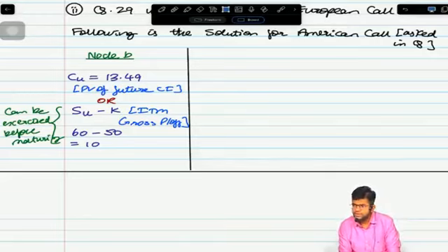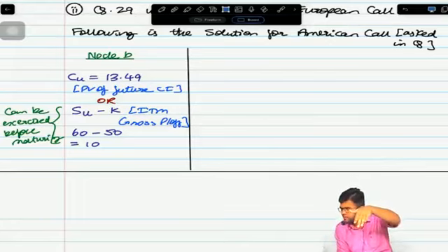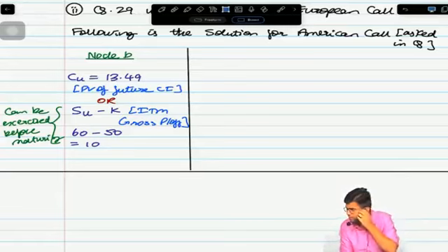So tell me, if you exercise it at node B, how much gross payoff are you getting? 10. On the spot, 60 minus 50, you will get 10 rupees, you are out. But if you decide not to exercise and you decide to wait, you will reach that 22 or 0. The present value of what you will get if you decide to wait is 13.49.